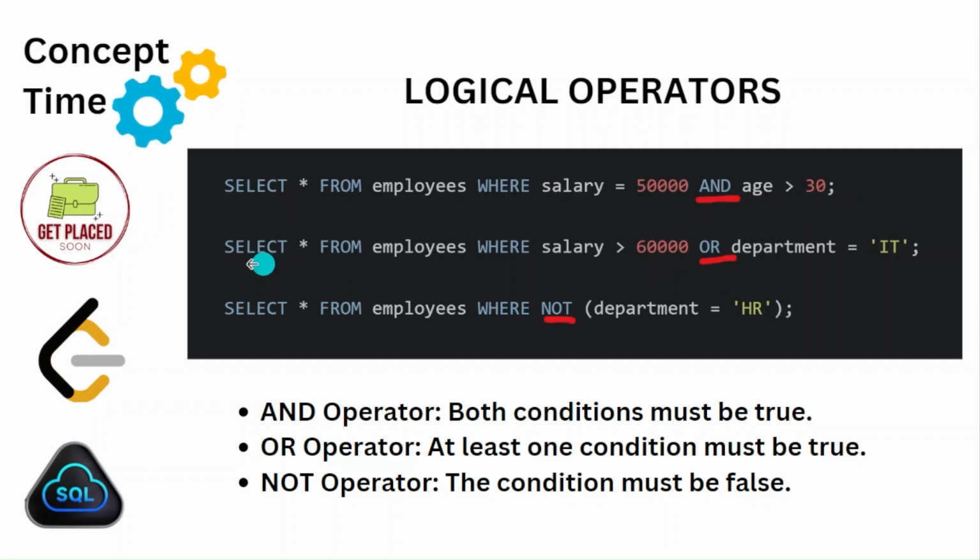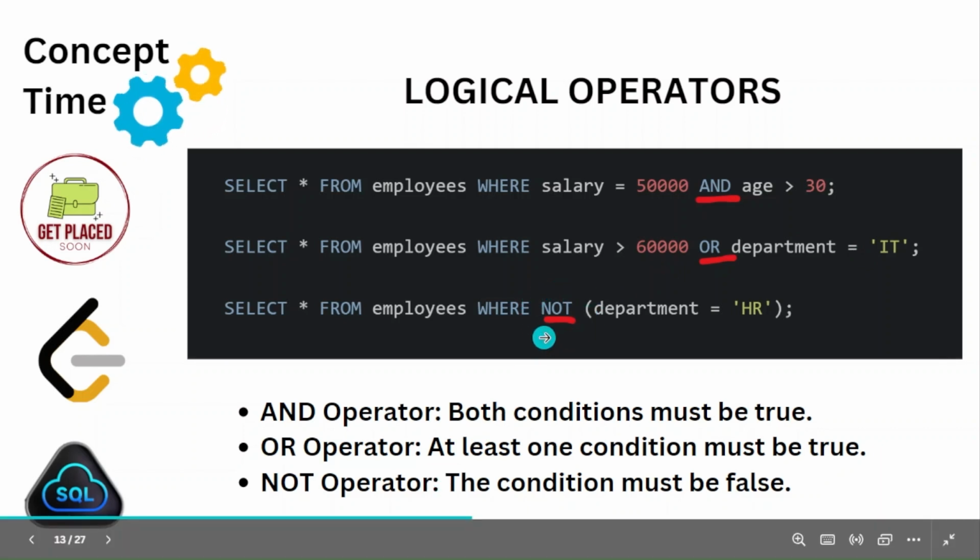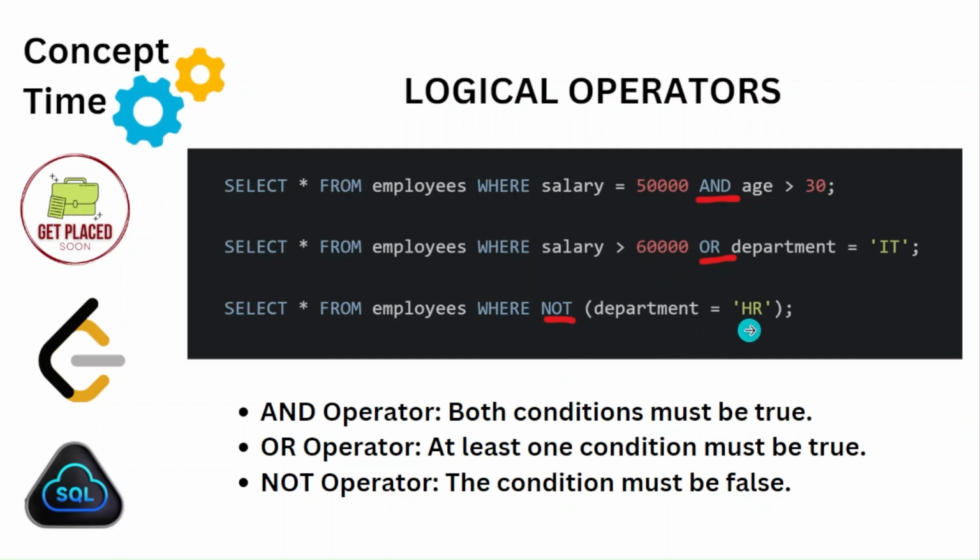Now we have the same table and the same columns. Now if salary is greater than 60,000 or department is IT. Here we are using the logical operator OR, which means at least one condition must be true. So either this should be there or this should be there. If any of these is true, the data is retrieved. Now we have one more logical operator, that is NOT. We use this logical operator when the condition must be false. If department is not equal to HR, all those data are retrieved. So for that purpose, we use NOT.